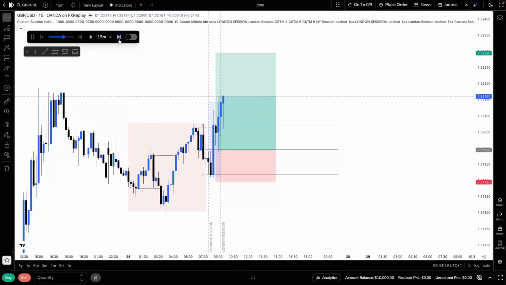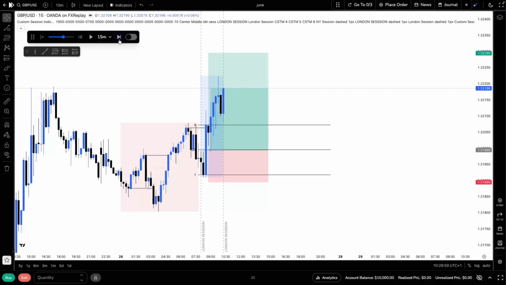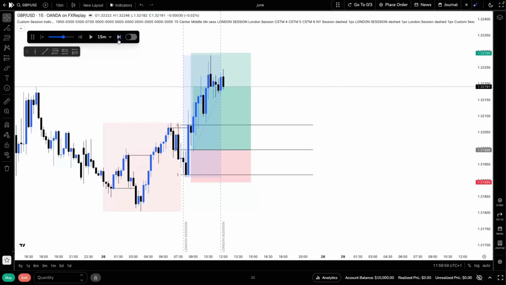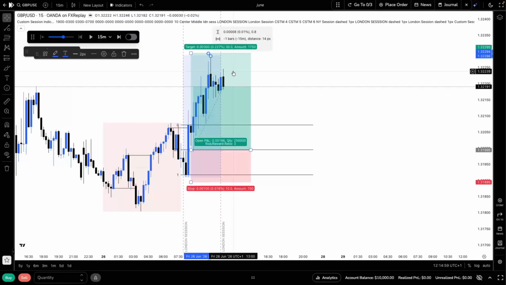And then it had gone all the way up. As you can see here, this part was annoying. I entered at 9:05 and at 10:45, so an hour and 40 minutes into the trade, it was 0.8 pips away from my TP.